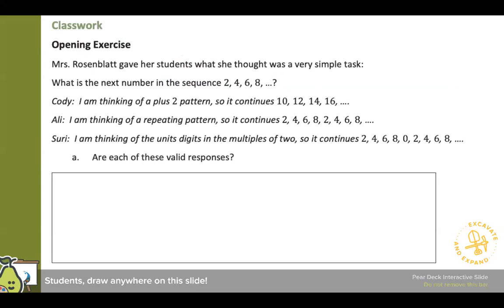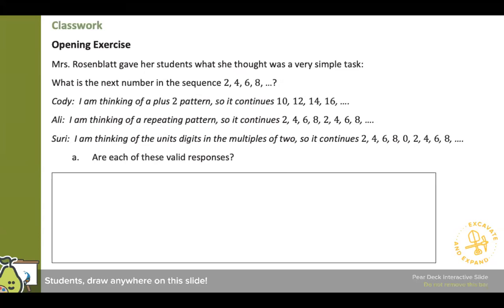So getting started, the opening exercise. Mrs. Rosenblatt gave her students what she thought was a very simple task. She gave them a sequence, and again, a sequence is just a series of numbers or a list of numbers that have some type of pattern. So she said, what is the next number in the sequence? 2, 4, 6, 8.